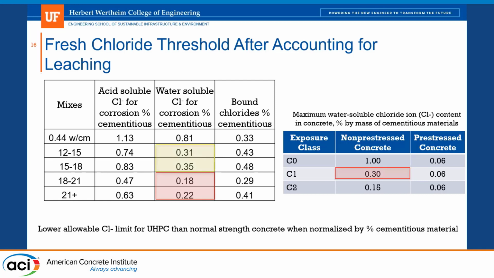That means we believe that the ACI limits are a bit non-conservative when talking about the UHPC. So probably we need to look back again at these numbers to account for the UHPC samples.